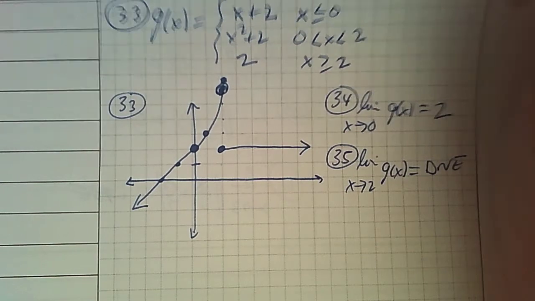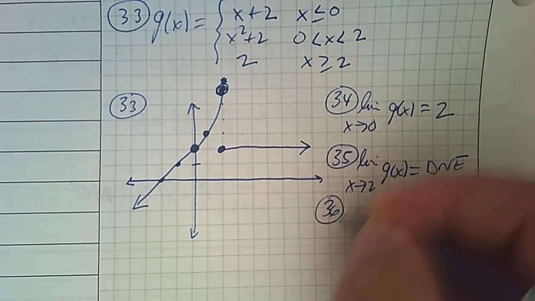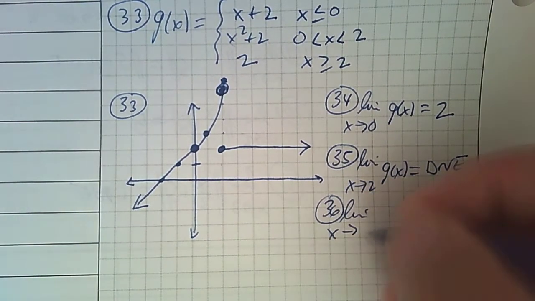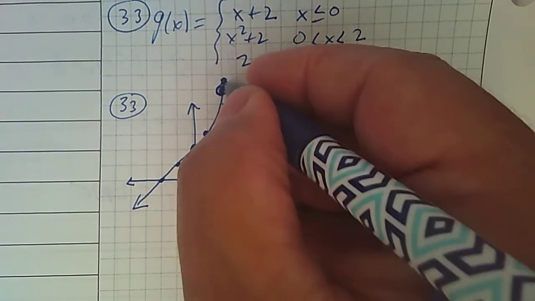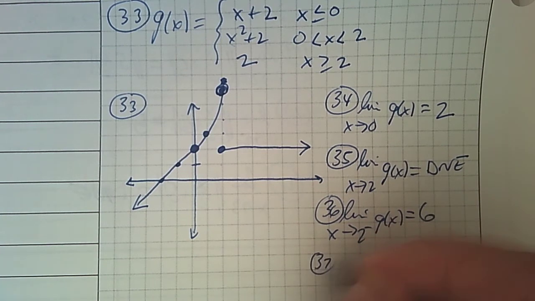36. Still based on that graph. How about from the left? So the limit as x approaches 2. From the left, what's the answer? So off the graph from the left, the answer is 6. That's what the y-coordinate is that's approaching.